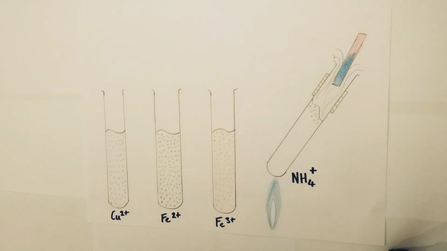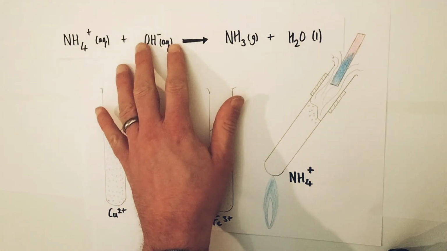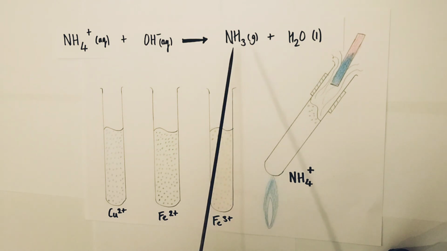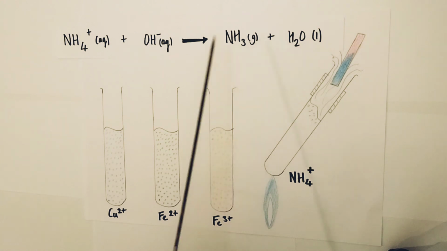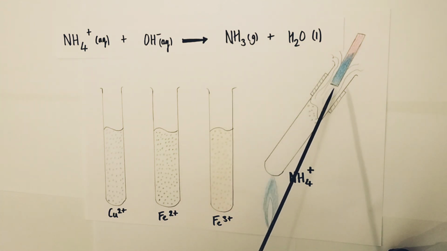What will happen is the ammonium ions will react directly with the hydroxide ions present. In doing so, they will produce gaseous ammonia and water. Well, the ammonia is probably not initially gaseous, but the heating will turn it into a gas, and water. Now that ammonia gas will leave your test tube or boiling tube, and it's an alkali gas.